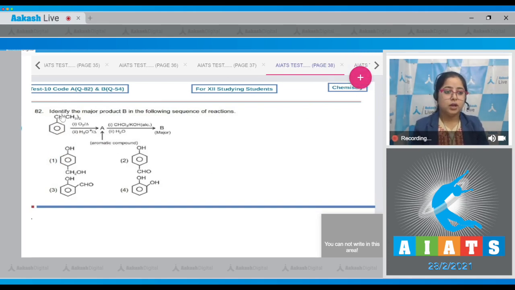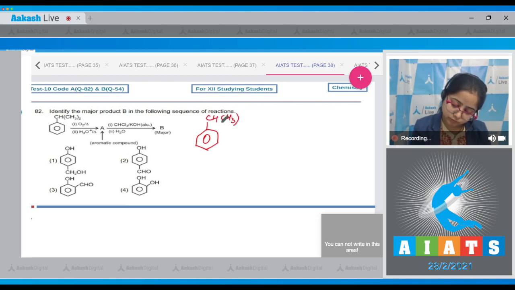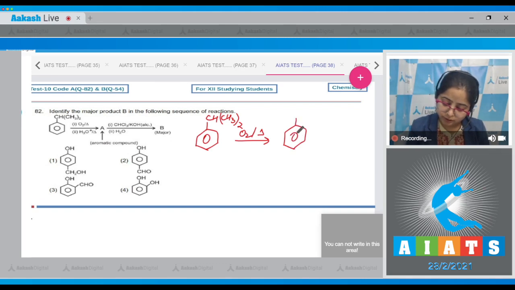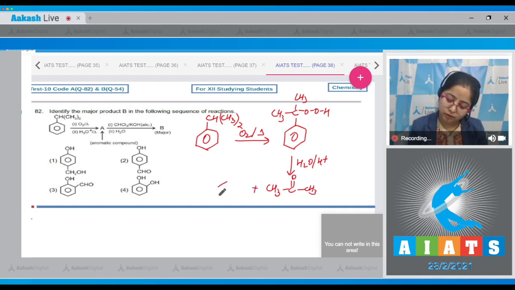Let's read it. Identify the major product B in the following sequence of reactions. Student, first we are given with isopropyl benzene. This, when it reacts with O2 and is further heated, gives cumene hydroperoxide. This is C(CH3)2OOH. This one reacts with H2O in acidic medium. The compounds so formed are acetone and phenol.